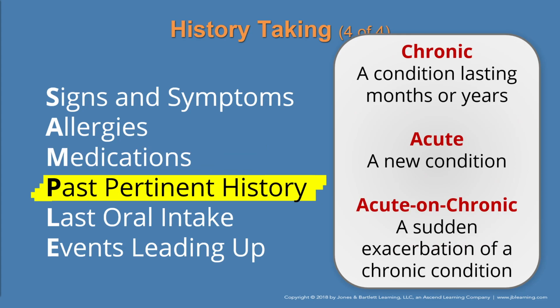All right, so next we have past pertinent medical history. And there's really three categories of past pertinent medical history. There's the chronic stuff that's been going on for years. There's the acute stuff, and this is usually why they called 911. And then there's stuff that's what we call acute on chronic. So this is a condition that they've had for years, but suddenly it got worse. And so like a chronic heart condition or a chronic breathing condition, right?